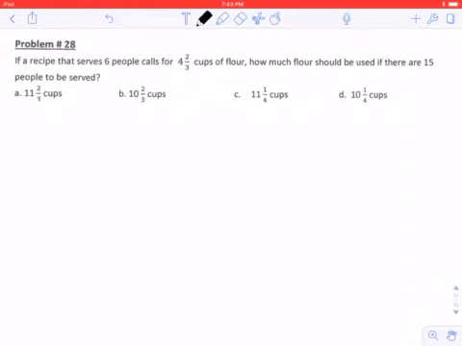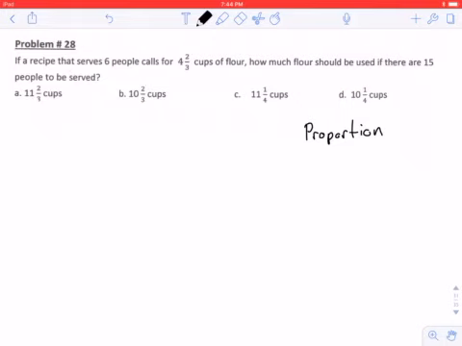Problem number 28. If a recipe that serves 6 people calls for 4 2/3 cups of flour, how much flour should be used if there are 15 people to be served? Now, this is proportion. We have a series of videos on proportion. The topic is very easy. Please go back to the playlist on proportion.